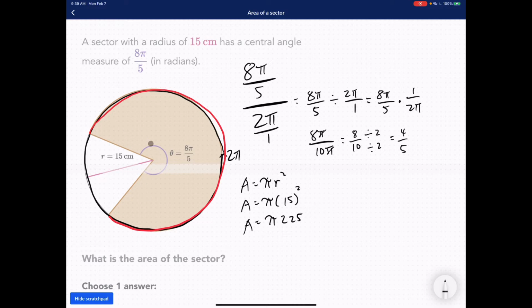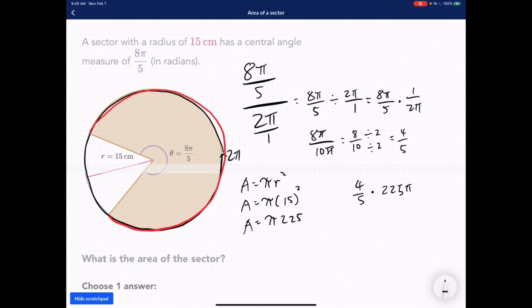But we don't want the entire area of the circle. We just want the part given by 8 pi over 5. This is talking about the central angle, and we want to know what the central angle is in terms of the entire circumference. The red line is 4/5 of the black line, the entire circle circumference. So we take the area, 225 pi, and then we have to take 4/5 of it. Multiplication means of, so 4/5 of 225 pi.